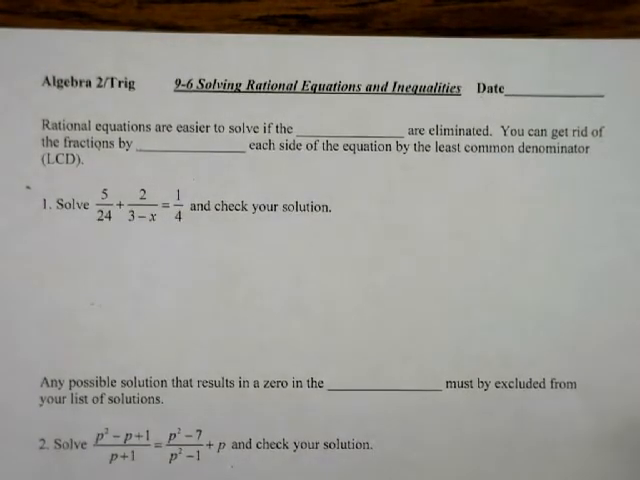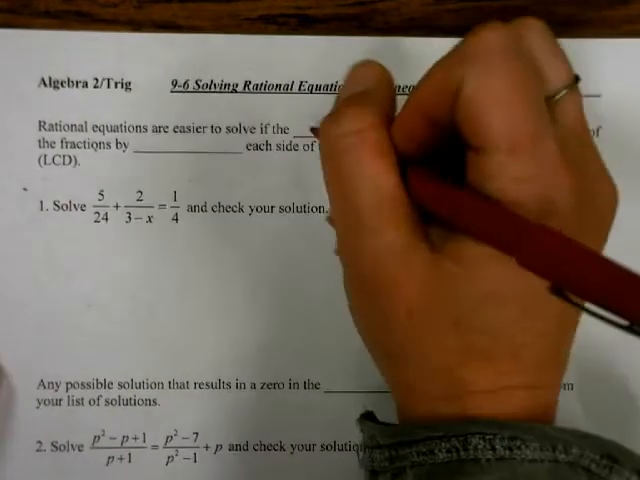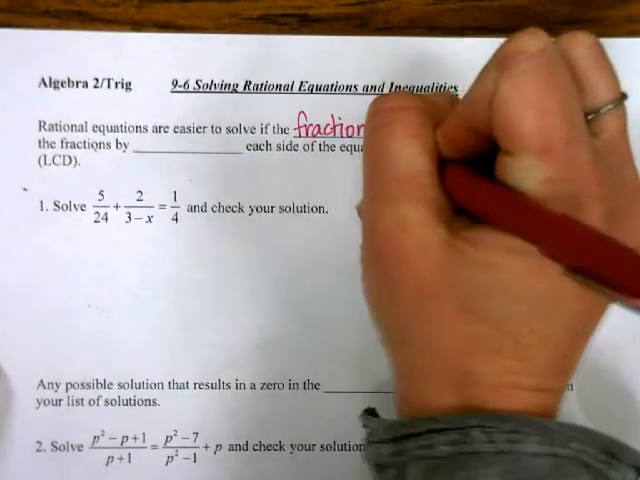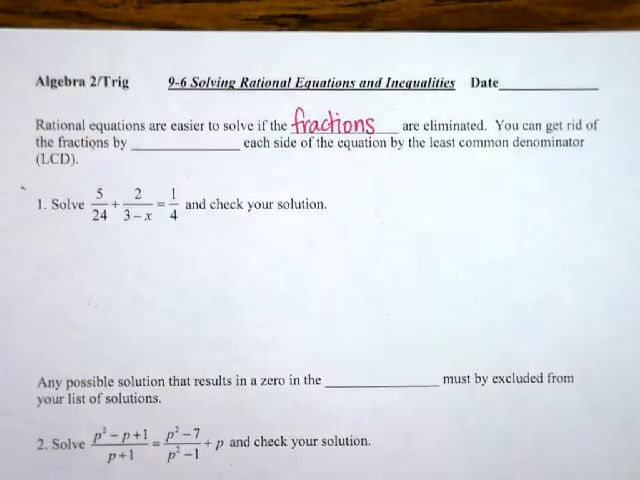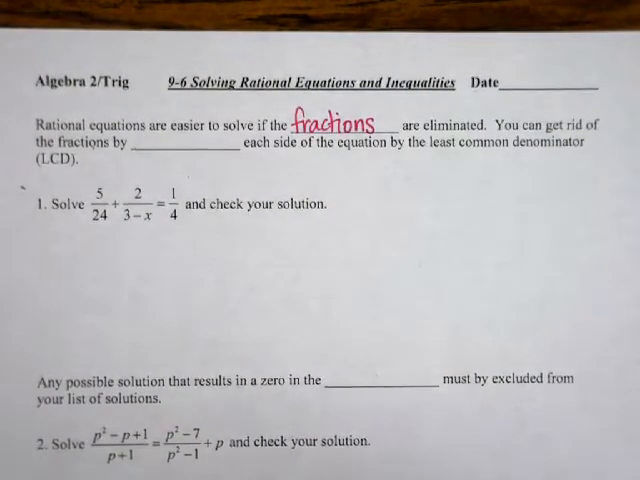9-6, solving rational equations and inequalities. So rational equations are easier to solve if the fractions are eliminated. We've done these earlier in the unit, when we were adding and subtracting them, and we were keeping those denominators, but now we're going to try to get rid of them.